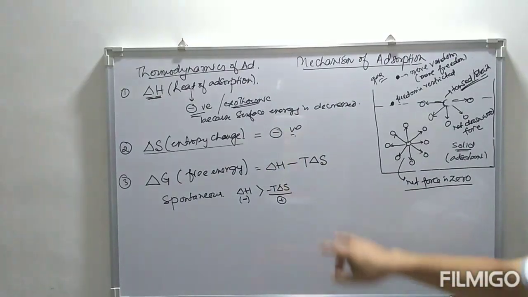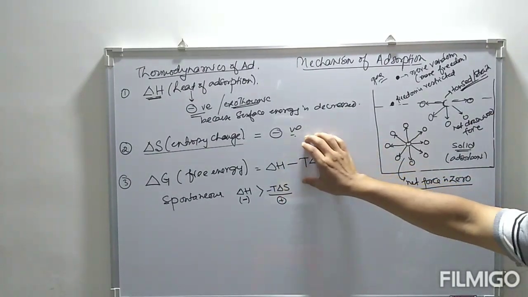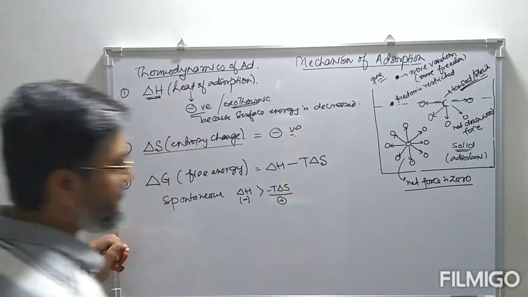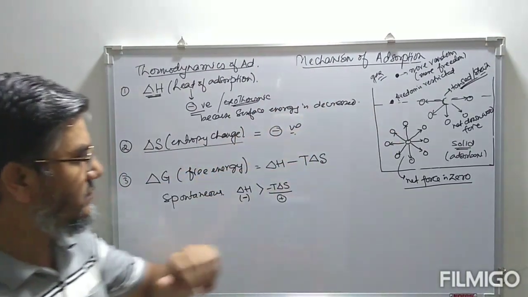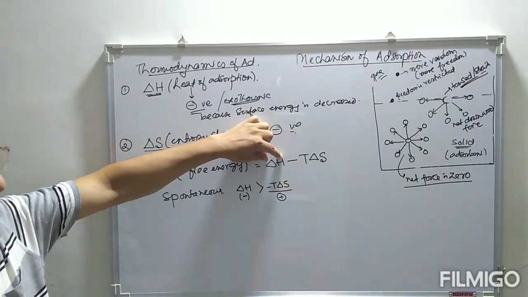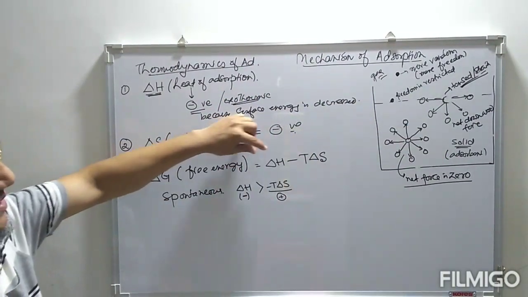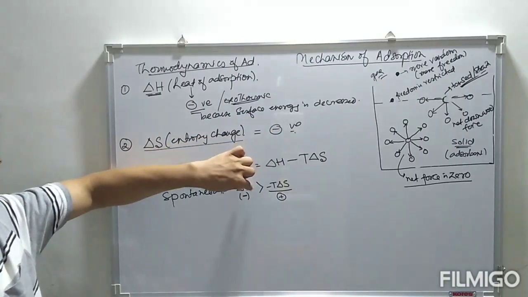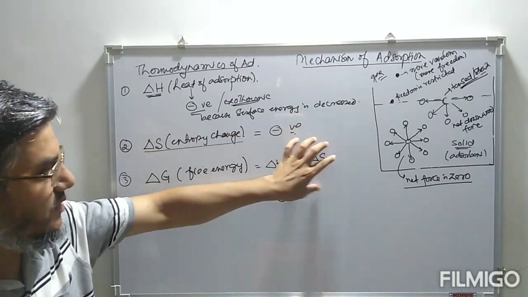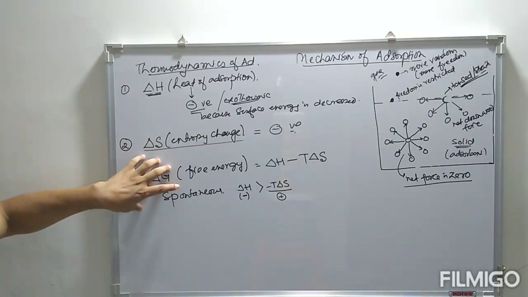So ultimately a stage comes when the value of delta H, that is the negative value, and the value of minus T delta S become equal. At that point, delta G becomes 0, that is, the equilibrium state will be achieved. So at the initial stage of adsorption, delta H value will be more negative, so delta G will have a more negative value. But as the process continues, less amount of heat is released. As less heat is released, the difference becomes less and less negative, and ultimately a stage comes when the negative value and the positive value are both equal, and adsorption equilibrium is achieved.